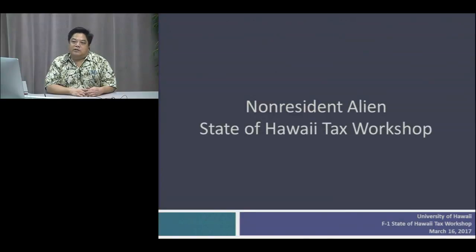And we're going to go over some of the definitions that you see in the instruction booklet for N11 and N15. I'm not sure if anybody got the instructions for N15 or N11, but you can also download them from the state tax website.